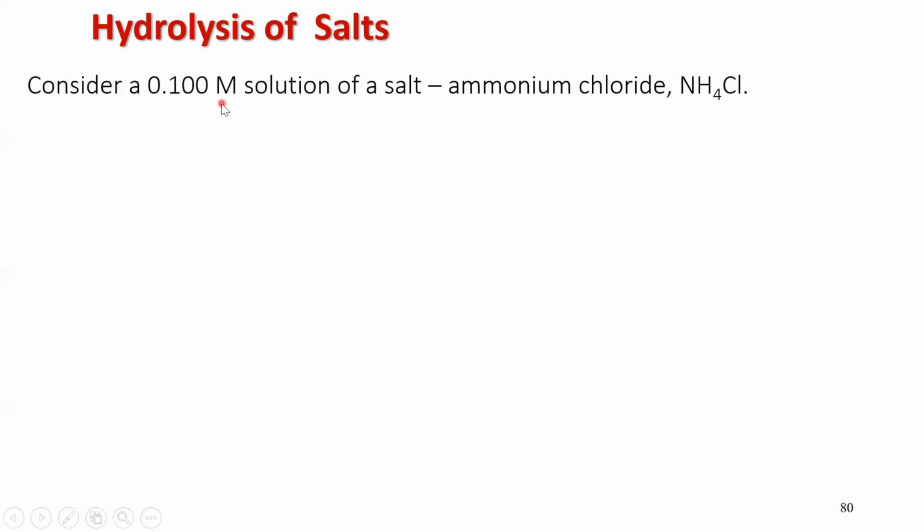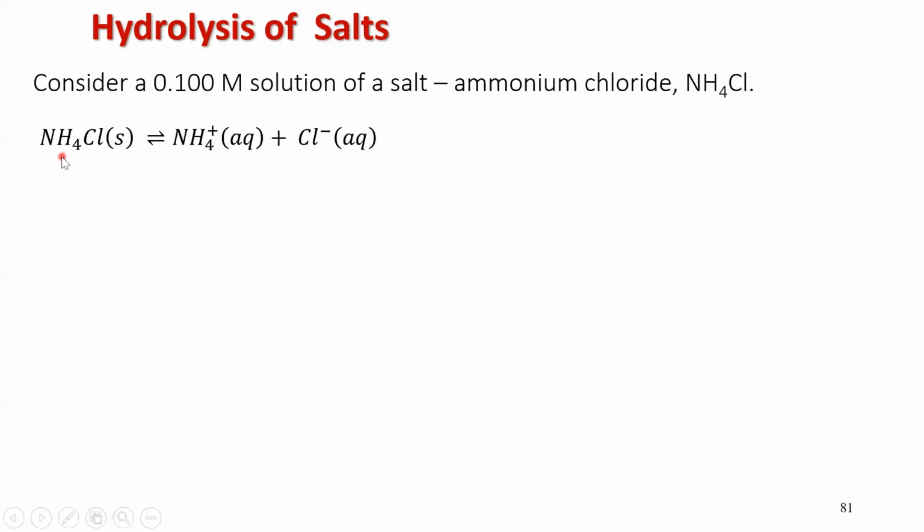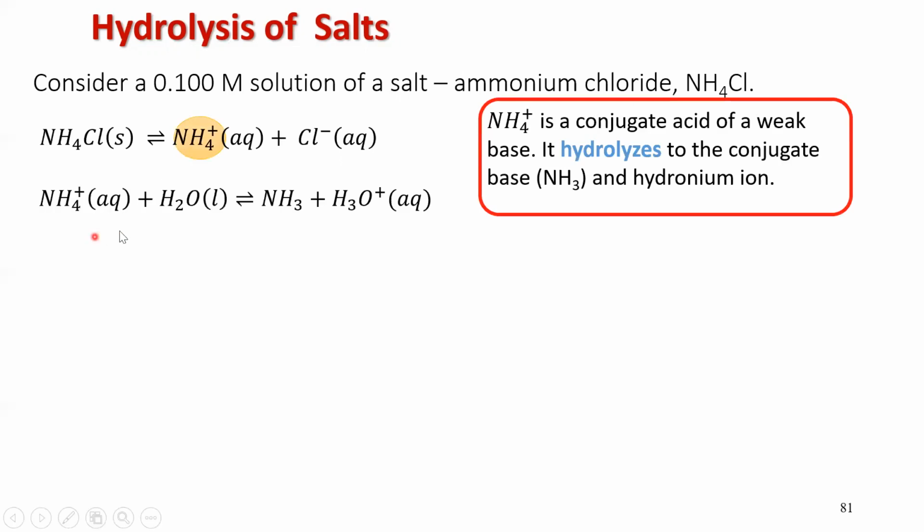So let's say that we've got 0.100 molar ammonium chloride. The ammonium chloride is going to break up into the ammonium ions and chloride ions. The chloride ions are the conjugate of a strong acid, so they're not going to affect the pH of the solution, but the ammonium ions are. So we write that acidic ionization reaction. The ammonium ions are going to donate a proton to the water. We're going to produce ammonia and hydronium ions. And because we're increasing the hydronium ions, we're looking at an acid.